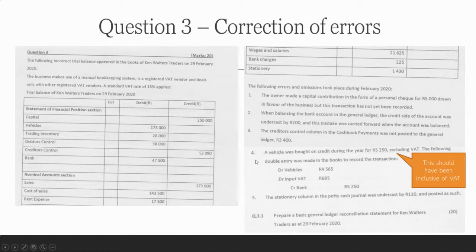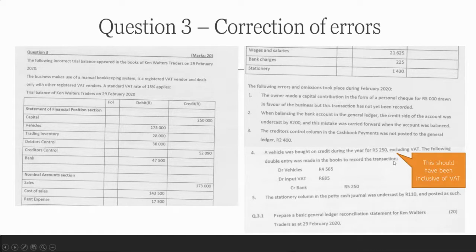Then number 4, there was an error, but we've marked it based on how you've interpreted it. It should have actually read that this amount is inclusive of VAT. But because they didn't say that, there were additional entries that needed to be made. So based on how you documented this, we would have marked it based on the 2 options. So the vehicle was bought on credit. If it's on credit, it shouldn't have gone to bank. It should have gone to creditors control for 5,250, and the following double entry was made.